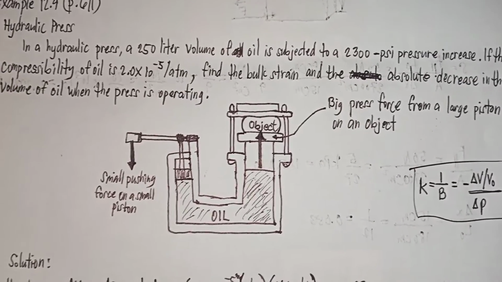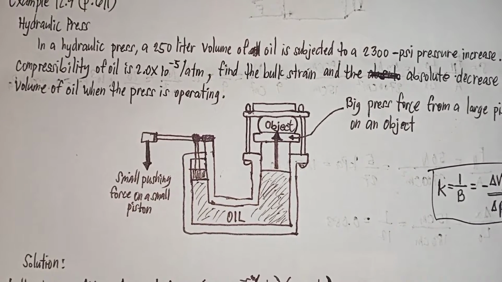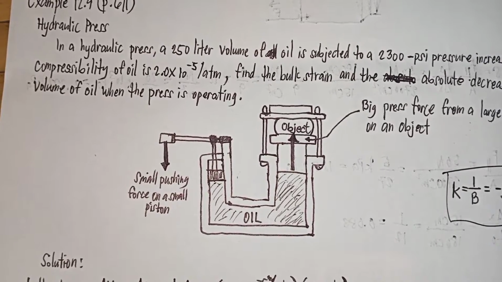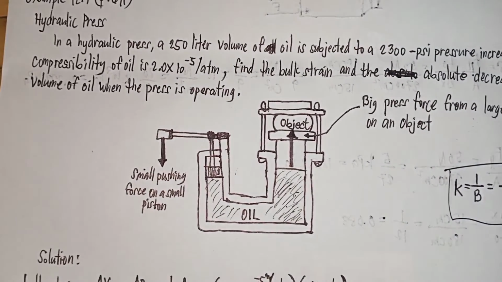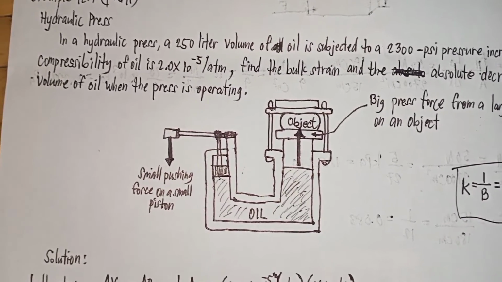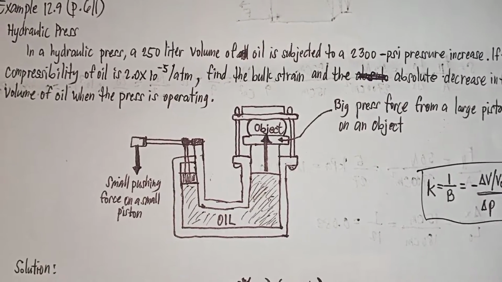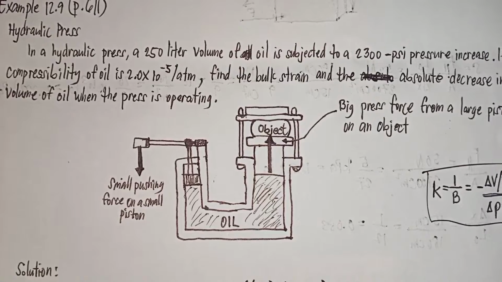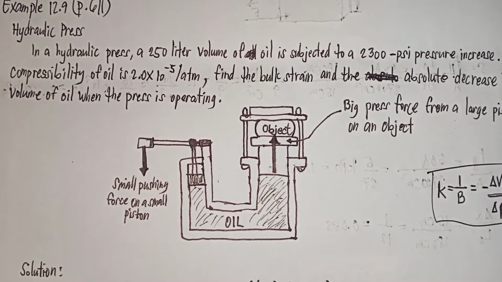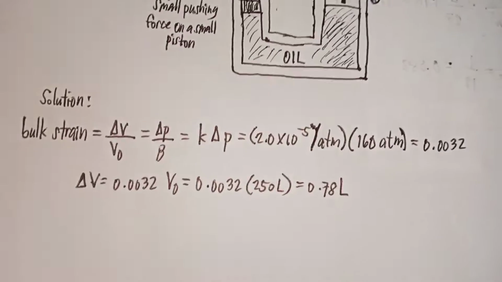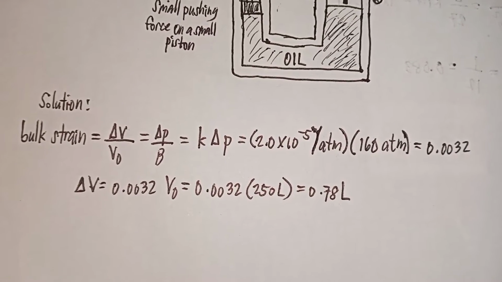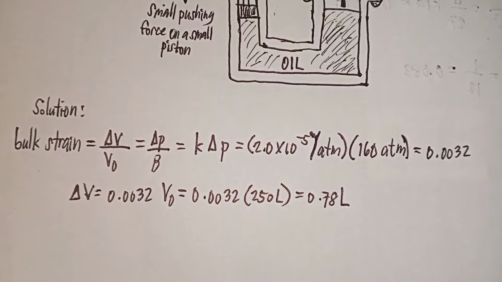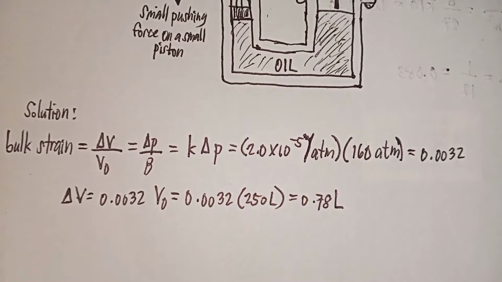First, we're going to convert the pressure increase from PSI to ATM. Delta P equals 2,300 PSI equals 2,300 over 14.7 ATM, which is equivalent to 160 ATM. And we identify the original volume equals 250 liters. So we proceed to solution. Bulk strain equals delta V over original V equals delta P over B equals K times delta P.